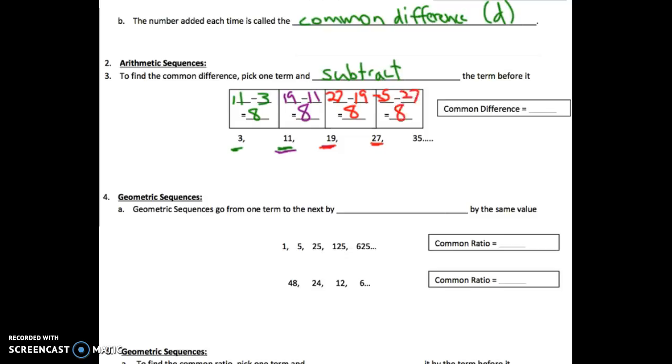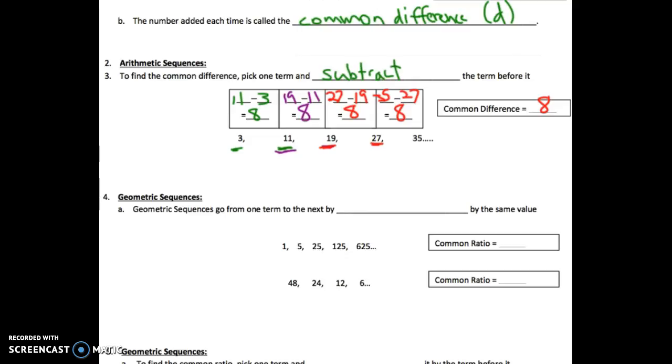So that is just, if you're dealing with bigger numbers and you can't quite see the difference or mentally figure it out initially, then that's the actual way. You take at least the second term and subtract the one before it. So the common difference here is 8. So that is arithmetic sequences. The biggest thing with arithmetic is the common difference is the same, but you're adding a number each time.